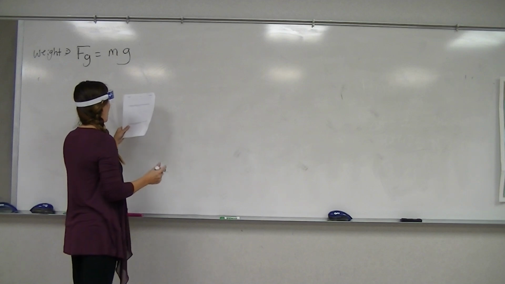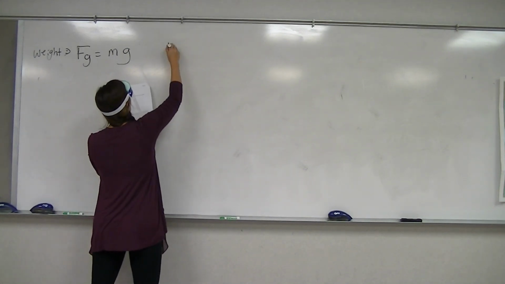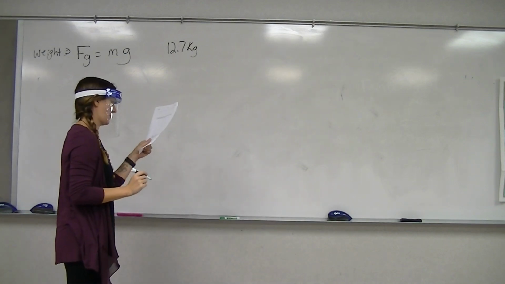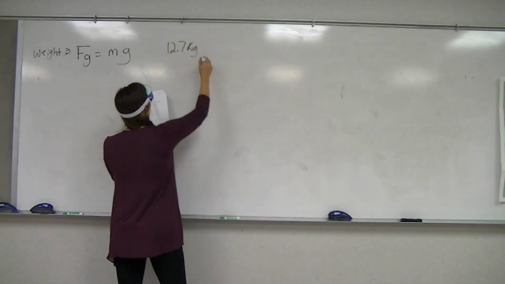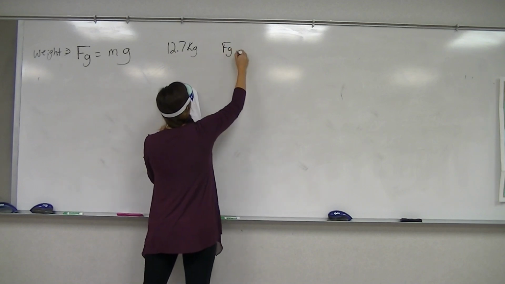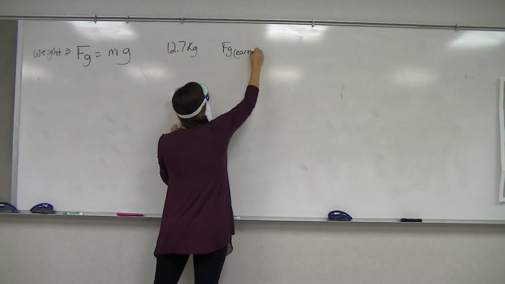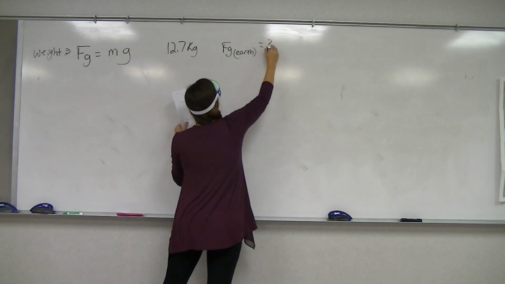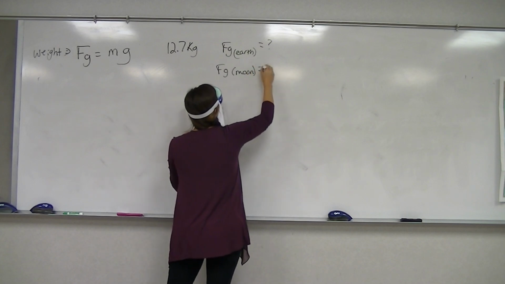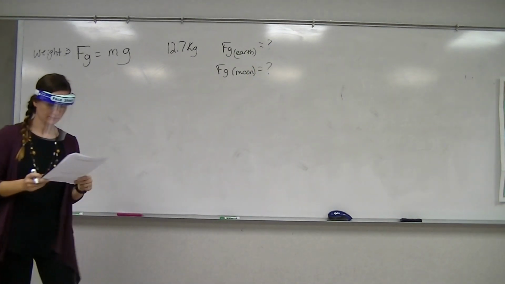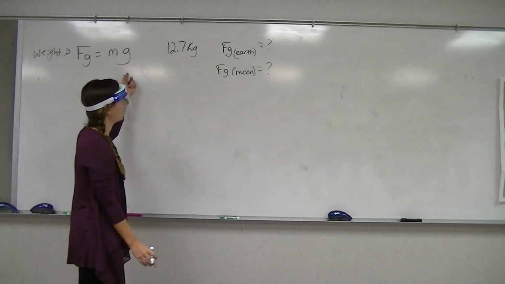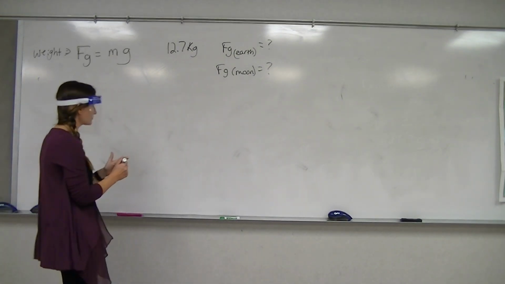So whenever you see calculate weight, what you're calculating is F of g, the force of gravity. So in this particular problem, we have a 12.7 kilogram bicycle. And we want to know the weight, or the F of g, on Earth, and the weight, or F of g, on the moon. These values are going to be different. Why? Because gravity changes when you go to the moon.